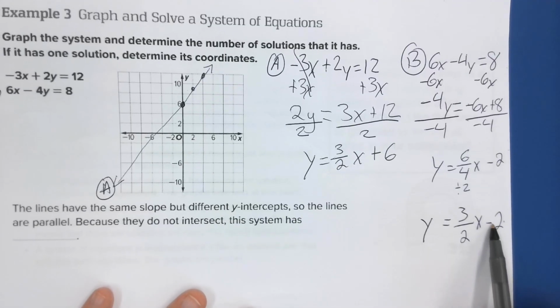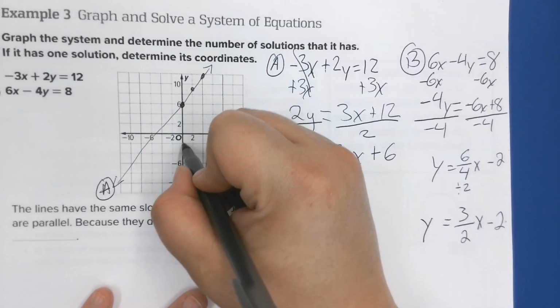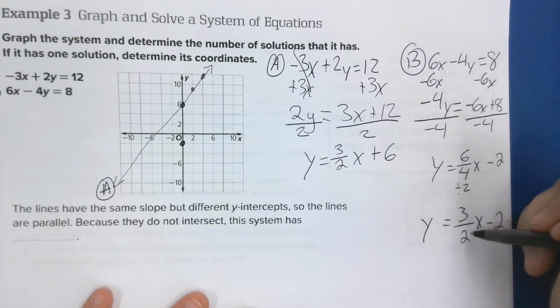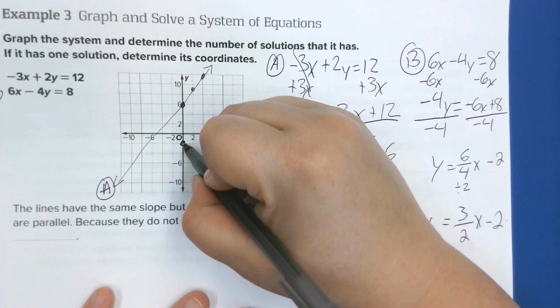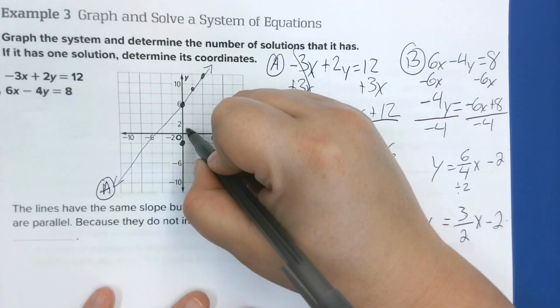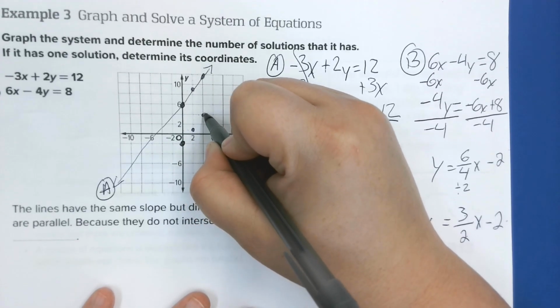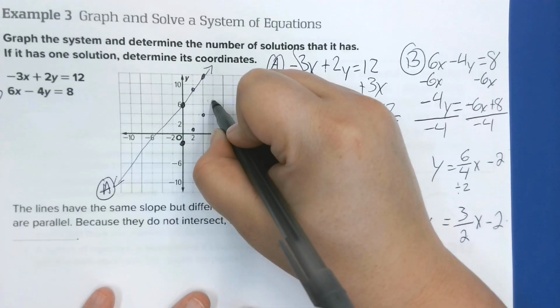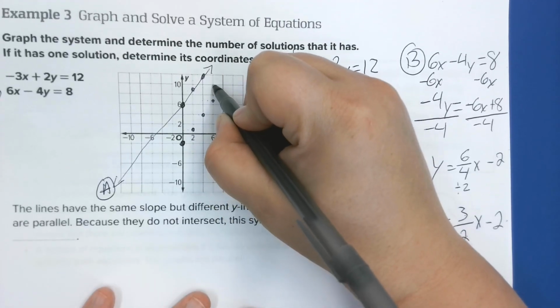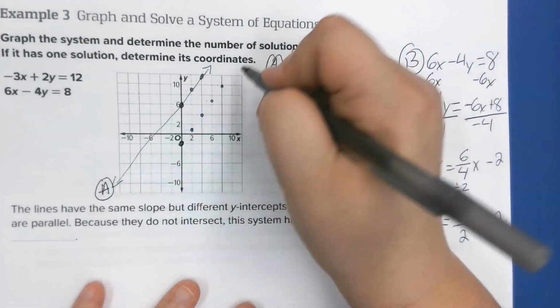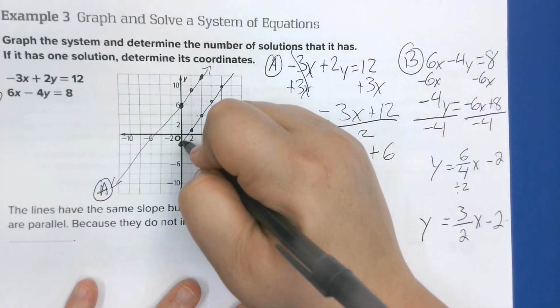So I'm going to start at a y-intercept of negative 2, which is going to be right here, because remember we're counting by 2s. And I'm going to go up 3, to the right 2. 1, 2, 3, 1, 2. Then I can't do that anymore. So I'm going to go ahead and draw my line.